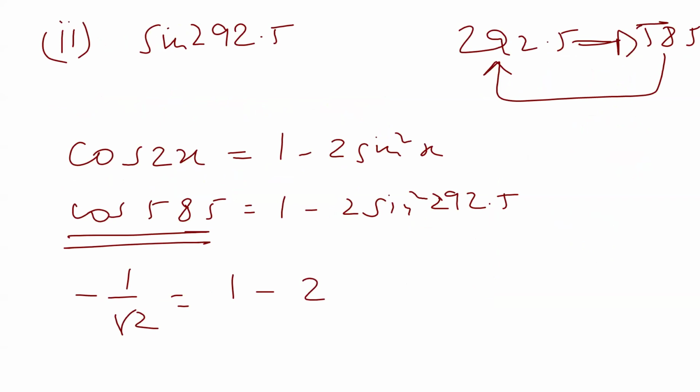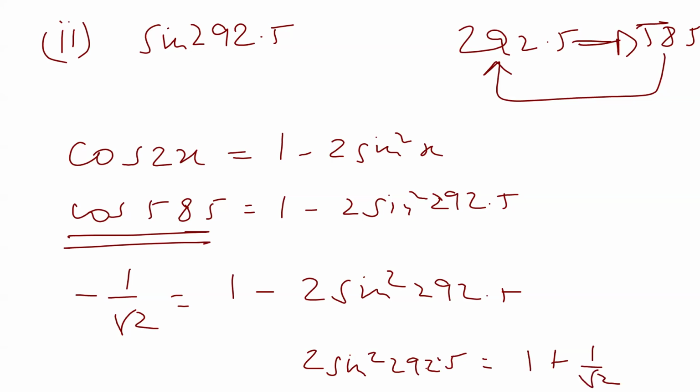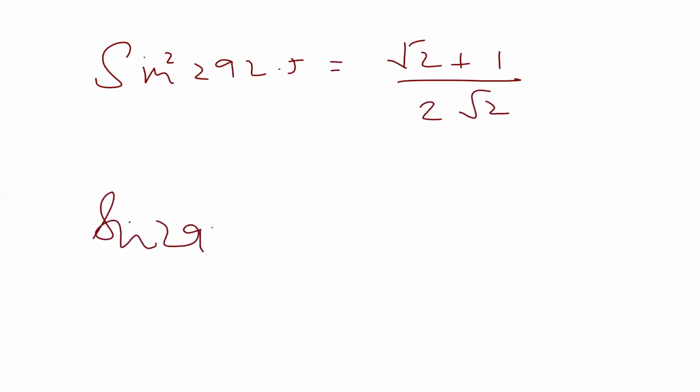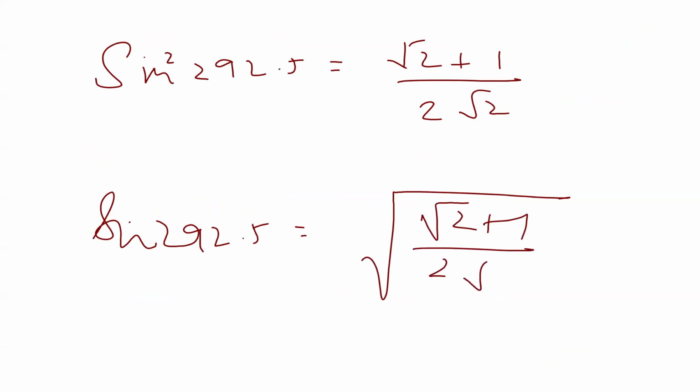Okay. 1 minus 2 sine square 292.5 is minus 1 by root 2. Now you can rearrange the terms. 2 sine square 292.5 is equal to 1 plus 1 by root 2, that is root 2 plus 1 upon root 2. Cross multiply the 2 down over there. So sine square 292.5 is root 2 plus 1 upon 2 root 2. So sine 292.5 is the entire root of root 2 plus 1 upon 2 root 2.